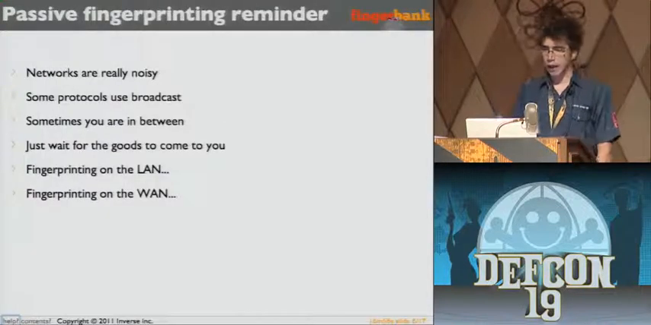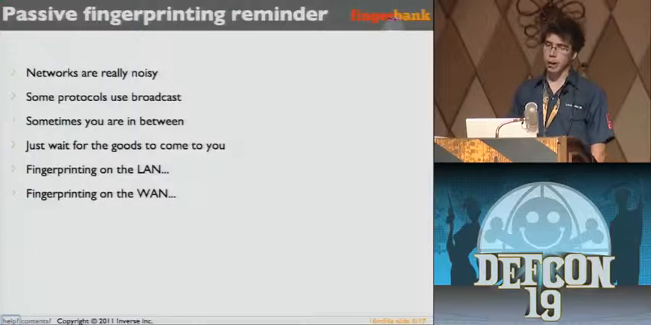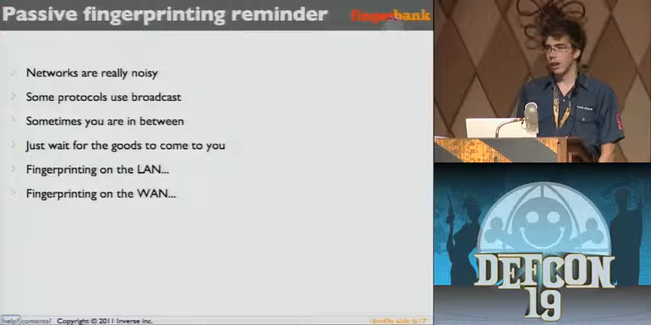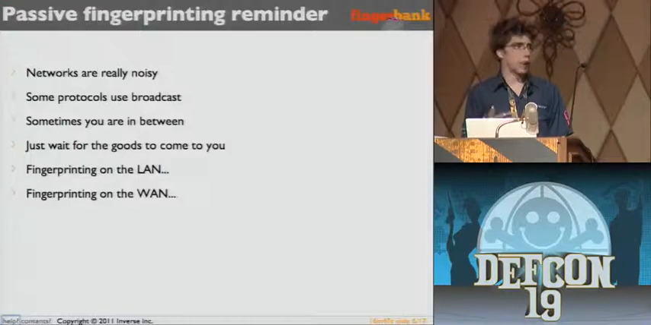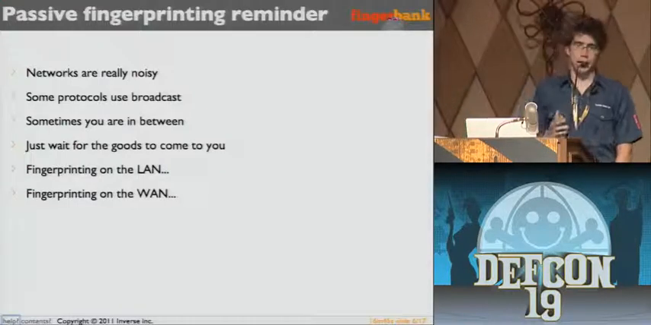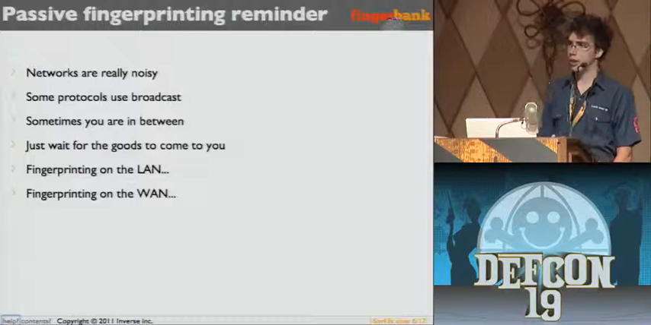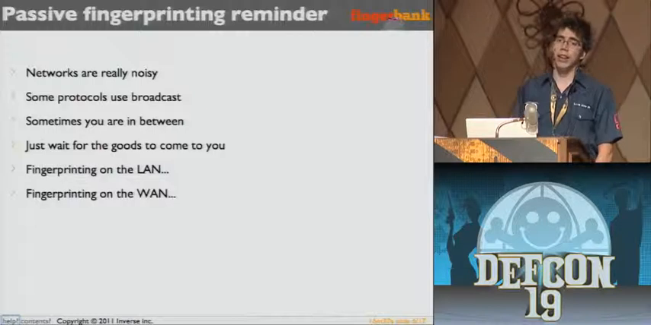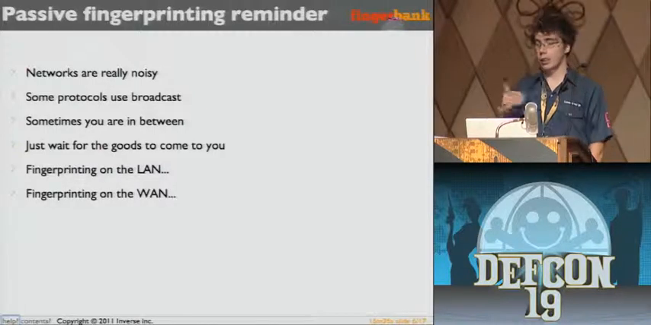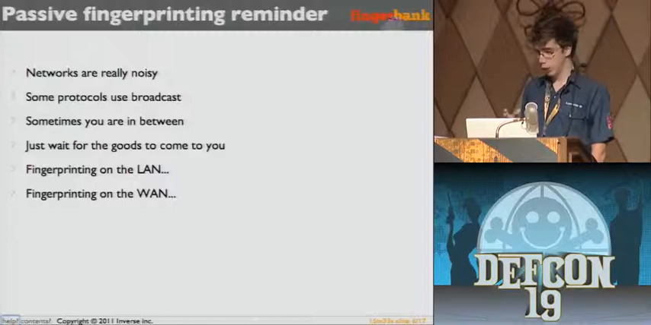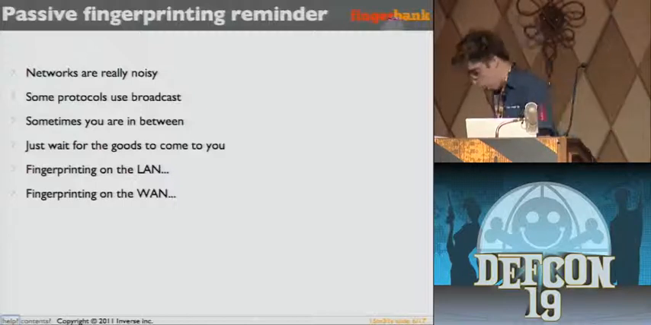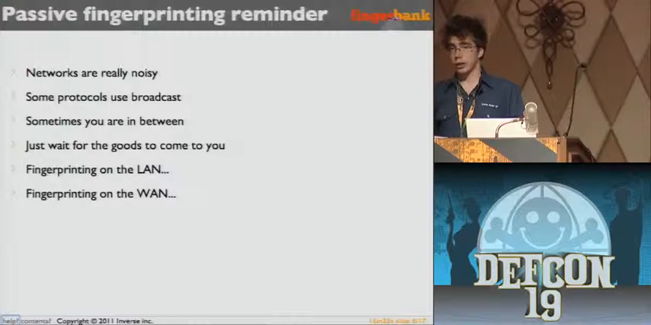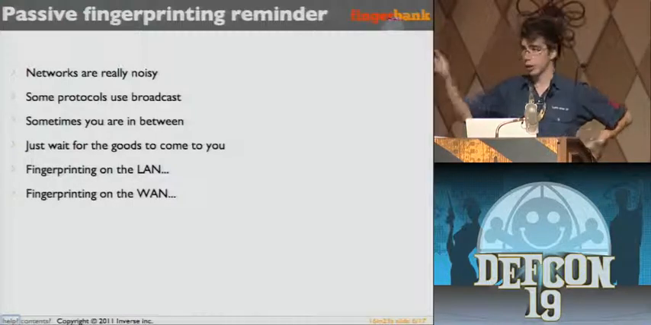So a reminder on passive fingerprinting. Networks are really noisy. You probably already know that. You open up a tcpdump everywhere you go, and there's a lot of stuff going on, and a lot is about broadcast, and you get all the broadcast traffic. Sometimes also you are in between, so you are the gateway, or you have a mirror port, and so you see all the stuff that's going on.